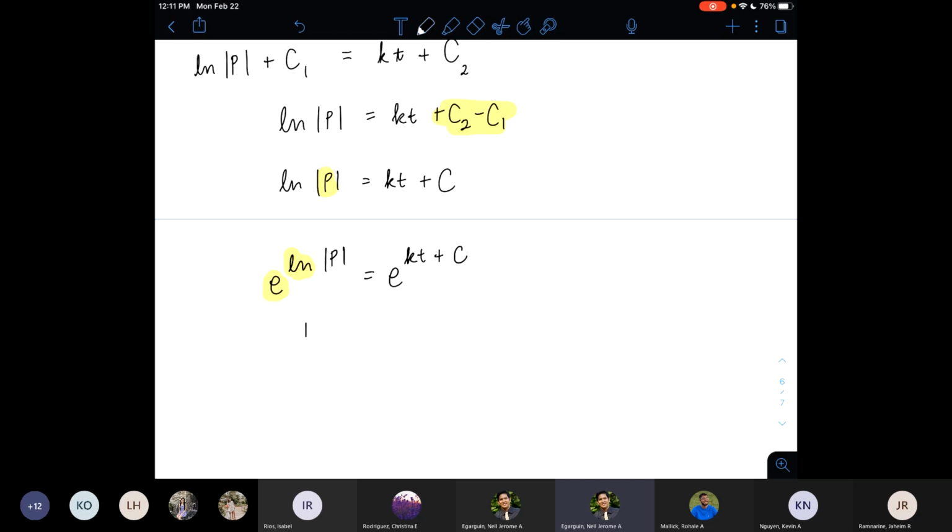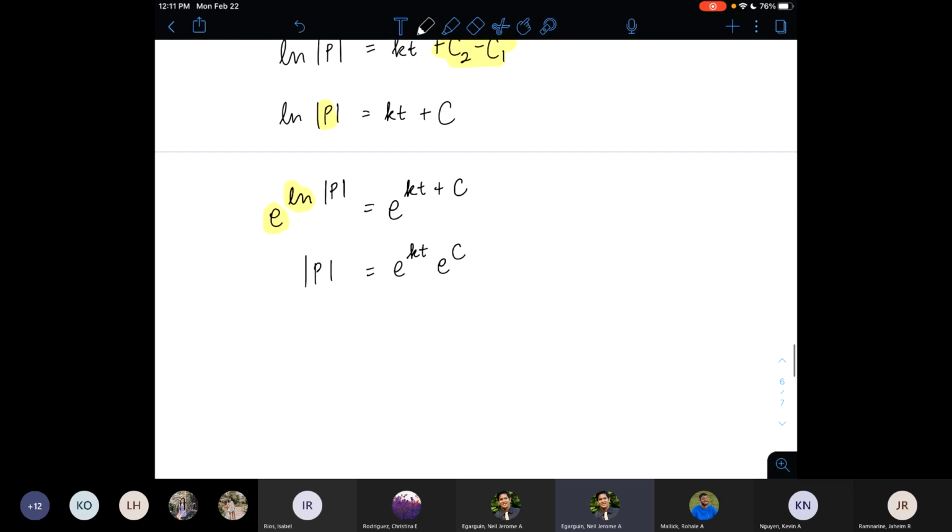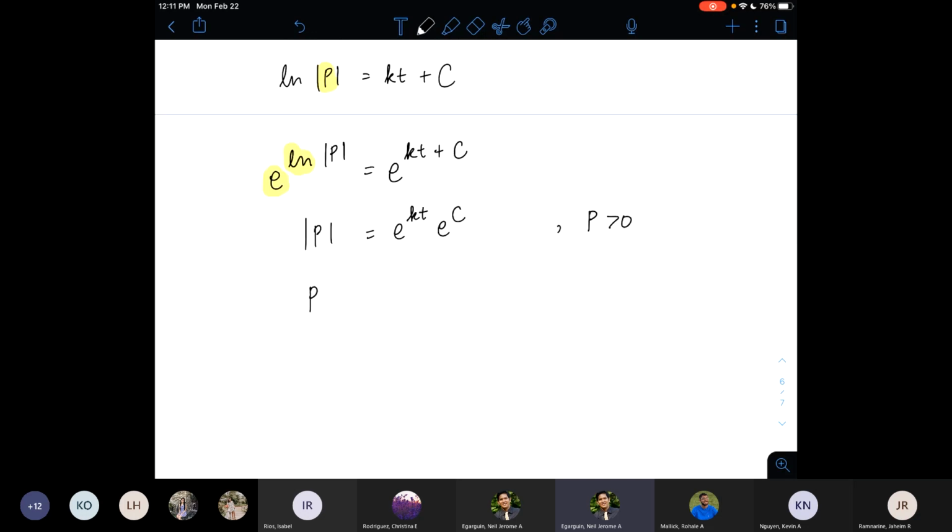So basically, they will cancel each other out, leaving us with the absolute value of p equals e to the kt plus c, and then I'll just write it as e to the kt times e to the c using laws of exponents. Remember, when multiplying two powers of the same base, you simply add their exponents, right? But here I'll assume that p is positive just to get rid of the absolute value symbol. So I'll have p equals e to the kt, and then e to the c.